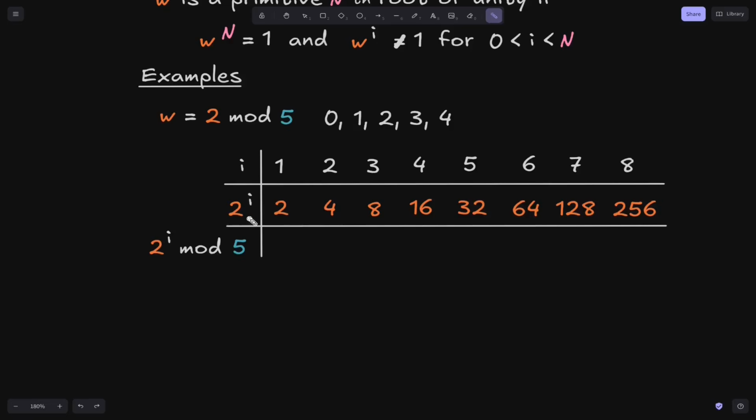So let's start by evaluating 2 raised to the power of I. 2 raised to the power of 1 will be 2, 2 raised to the power of 2 will be equal to 4, raised to the power of 3 equal to 8, and so on all the way up to 2 raised to the power of 8, which is equal to 256.